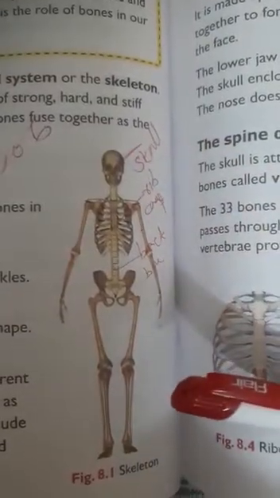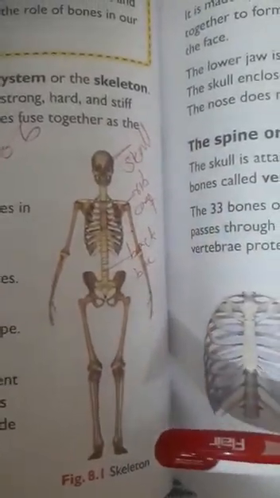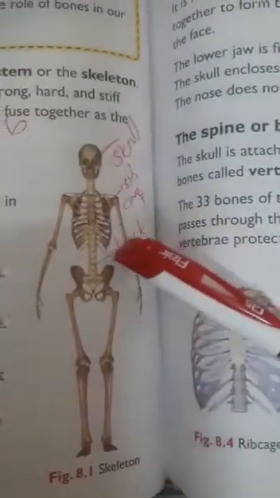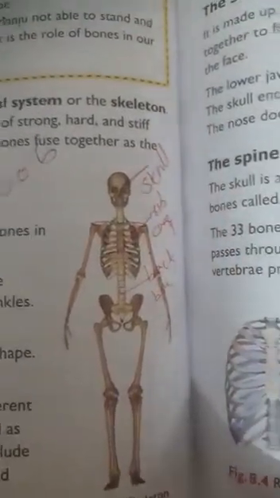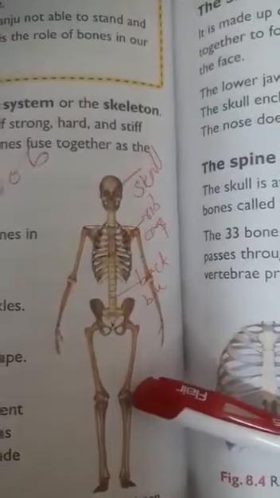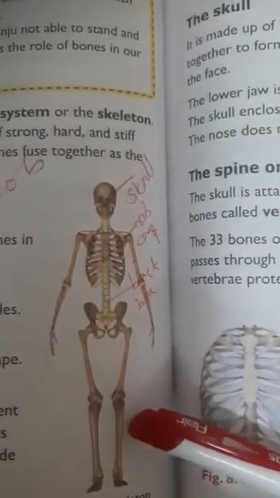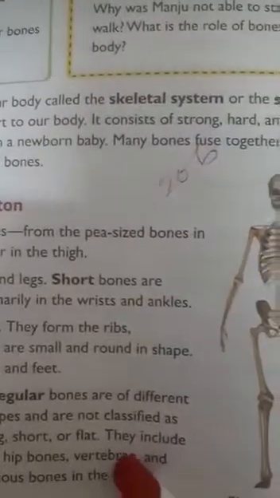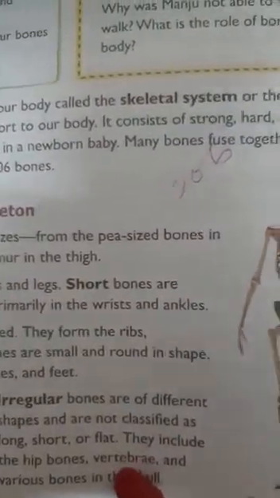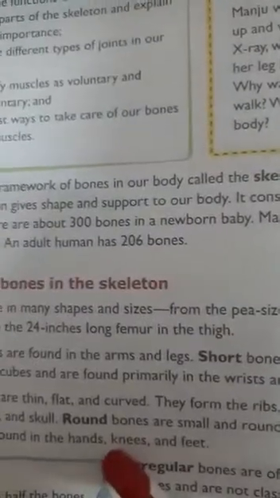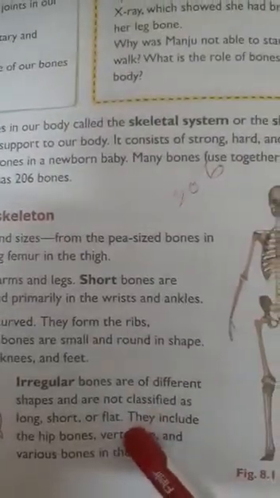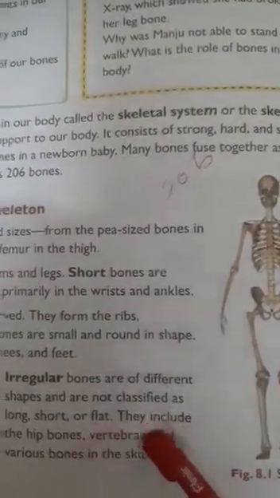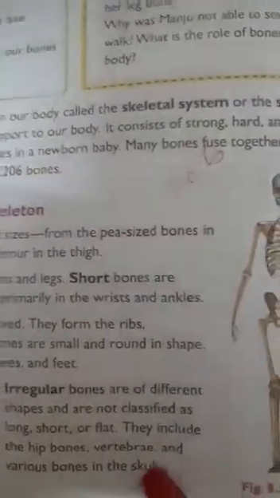Round bones are small and round in shape. These are found in the hands, knees and feet. You can see the round, ball-shaped bones in the hands, in the feet, at the heels and at the knees. Irregular bones are of different shapes and are not classified as long, short or flat. They include the hip bones, vertebrae and various bones in the skull.